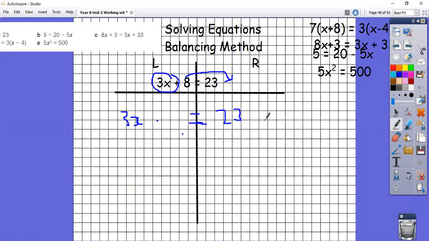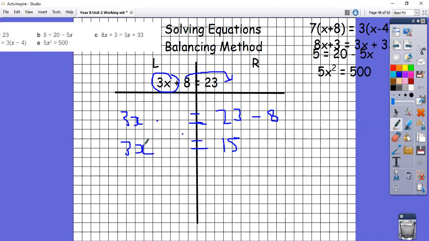So that's going to be 3x is equal to 23 minus 8. 23 minus 8 is 15. So now we have 3x is the same as 15.